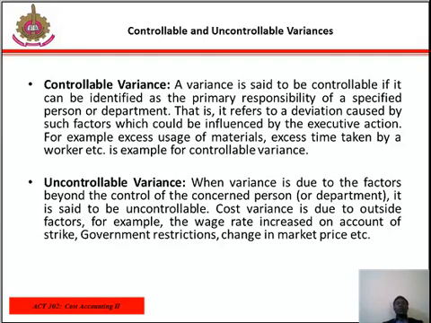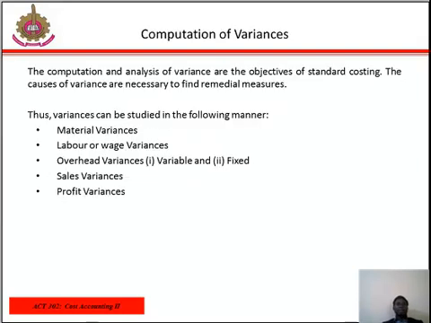Uncontrollable variance. When variance is due to factors beyond the control of the concerned person or department, it is said to be uncontrollable. The cost variance is due to outside factors. We have examples of that: a wage rate increase on account of a strike, government restrictions, or a change in the market price.